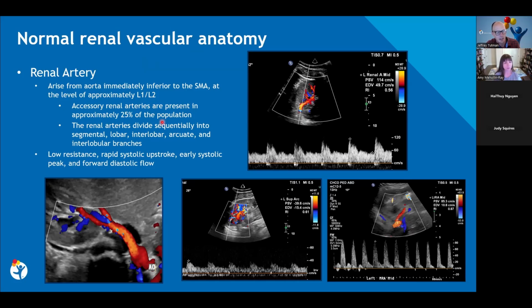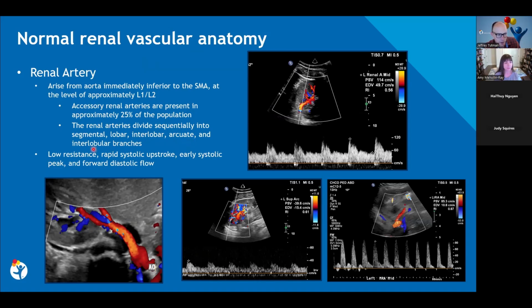We always want to make sure, whenever possible, that we look for those accessory renal arteries and fully interrogate them whenever they're present. And then they divide sequentially into all these smaller distal branches. Again, we'll talk about that momentarily with renal artery stenosis. These can be important, particularly in our pediatric patients. A lot of stenoses can happen more peripherally. These really small vessels can be difficult to interrogate, but just be aware of all these different branches that exist.